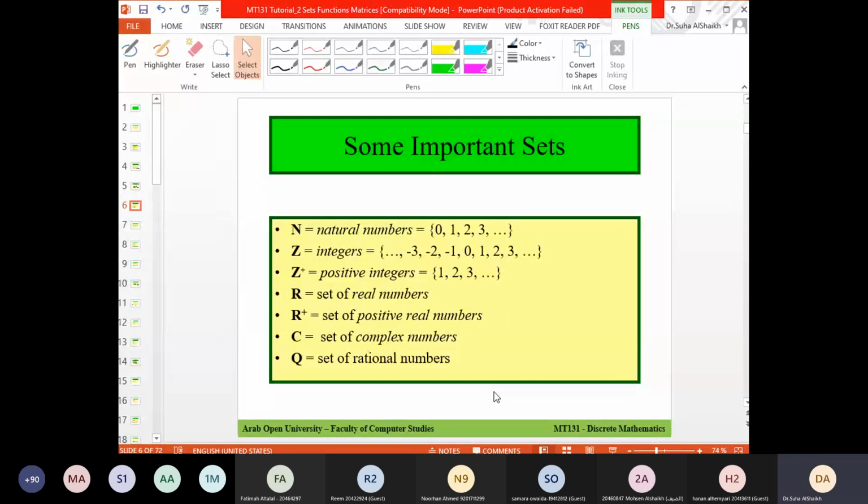Now, the important sets, I mentioned this last time when we talk about the predicate. قلنا أن لازم يكون عندنا universe of discourse. We talked about those important sets. The first set اللي هي natural numbers, الأعداد الطبيعية. It is 0, 1, 2, 3 and so on.